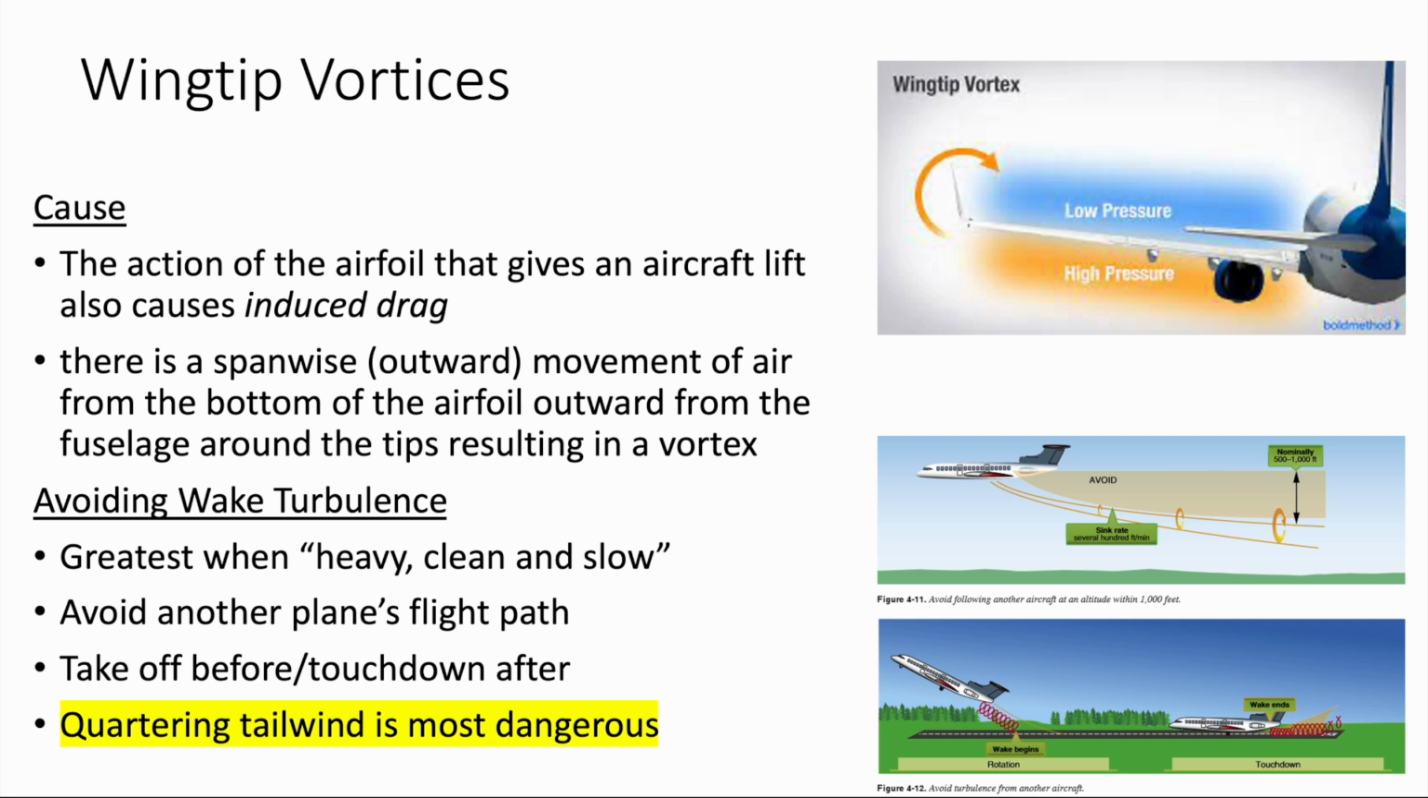The reason why it's dangerous is because it's going to blow the wingtip vortices across, and it's going to cause them to linger over the runway. So it's going to stay over the runway for a longer period of time, just sitting there mixing the air. So when you come in to land, it's still there, and it's dangerous.